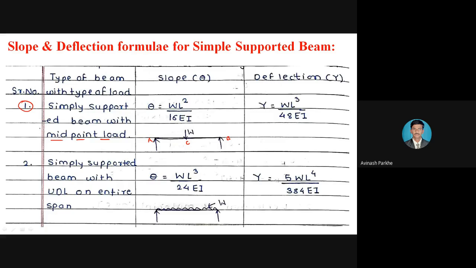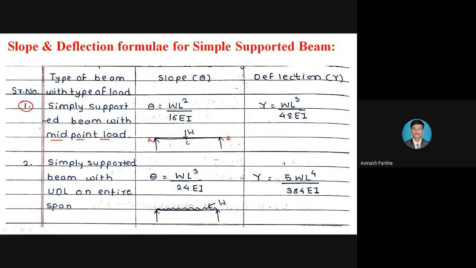What is the slope formula? The standard formula is available. This formula is obtained from the derivation part, but now this derivation is not applicable for you. Directly, I am giving the list of the formulas. So you have to remember this formula and accordingly choose the correct answer. So what is the formula? Theta is equal to WL square upon 16 EI. Here W represents the point load, L represents the length of the beam, 16 is the constant parameter, E represents the Young's modulus of the beam material, and I represents the moment of inertia.